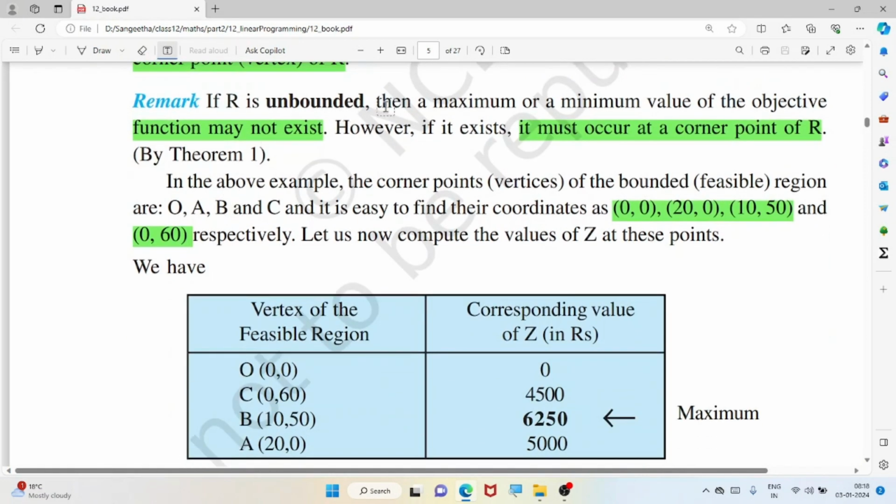If R is unbounded, so there is no bound, then the maximum or minimum value of the objective function may not exist. It may exist, it may not. However, if it exists, it must occur at a corner point of R, as per theorem 1.